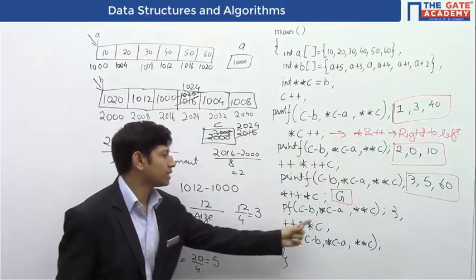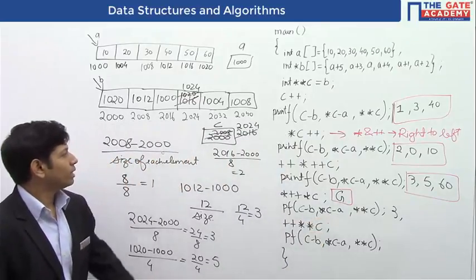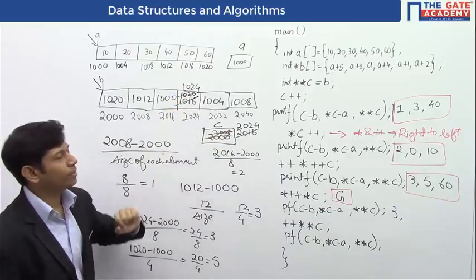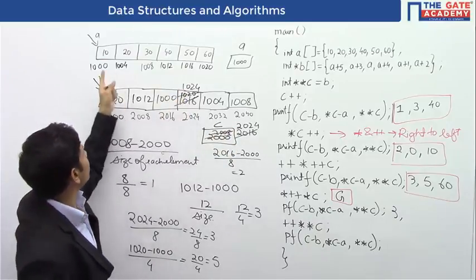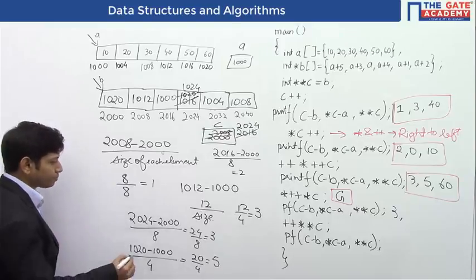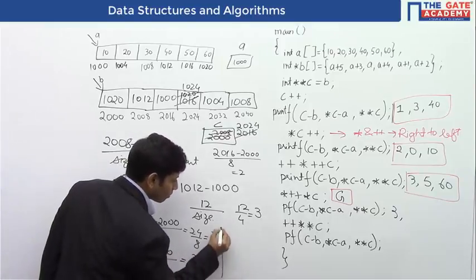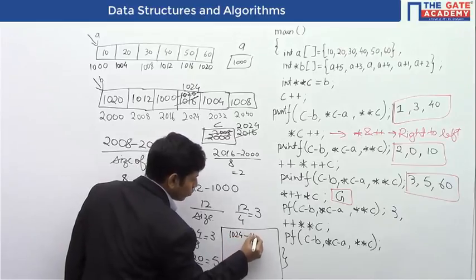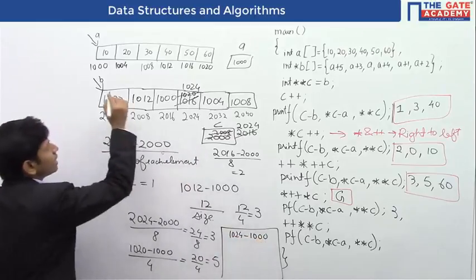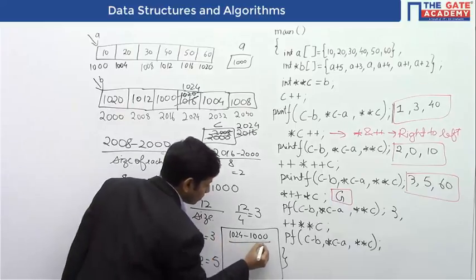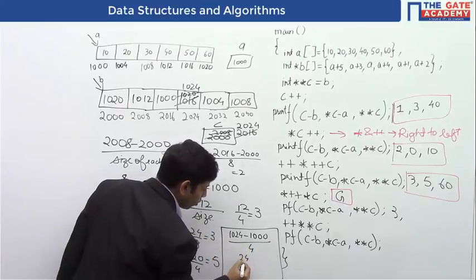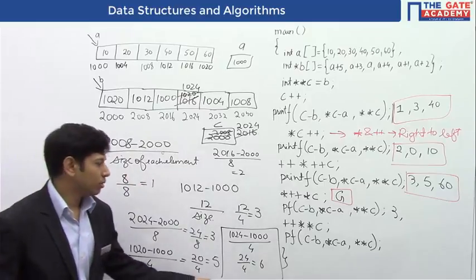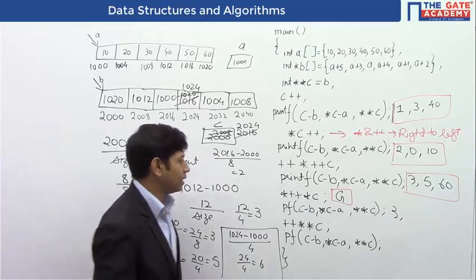Next is star C minus A. So what is C? 2024. Star C is 1024. Now 1024 minus A. So what is the value? 1024 minus 1000 and divide by size. So size is 4. So it is 24 by 4, which is equal to 6. So the value that we have obtained is 6.